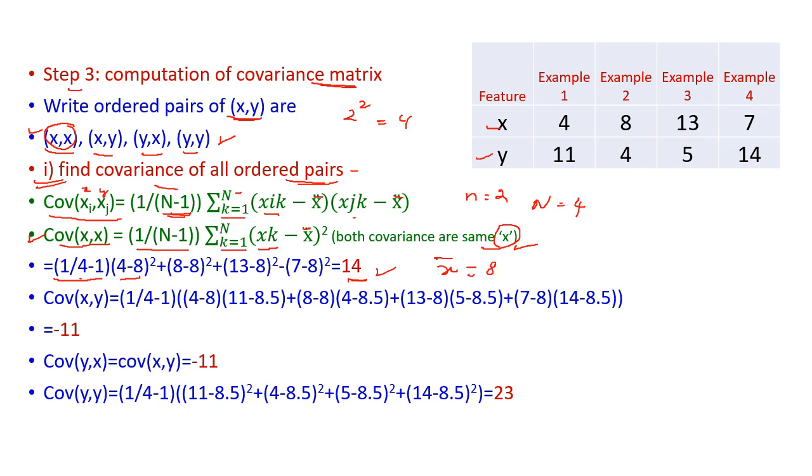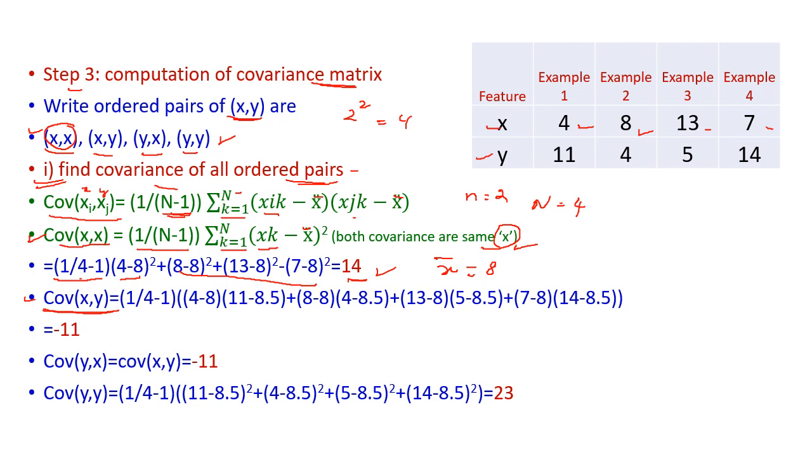Just now we have seen, isn't it? So 4 minus 8 whole square, 8 minus 8 whole square, 13 minus 8 whole square, and 7 minus 8 whole square. Here the value is 14. And next we need to find the covariance of x comma y.